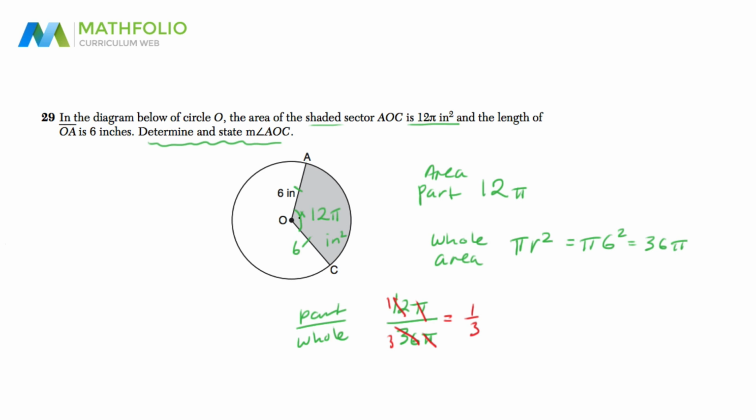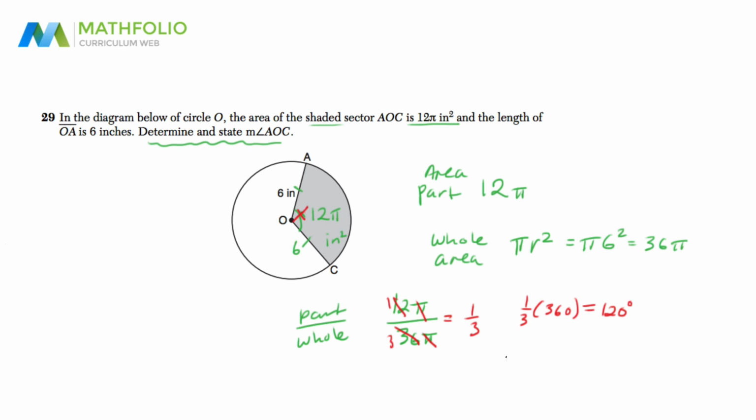So if we need this angle, angle X, it is 1/3 of the total number of degrees available. So it's 1/3 times 360 degrees, because that's how many are available. So that equals 120 degrees.